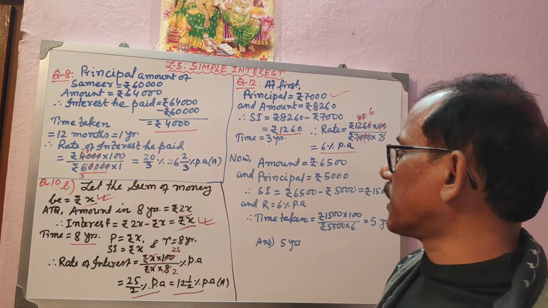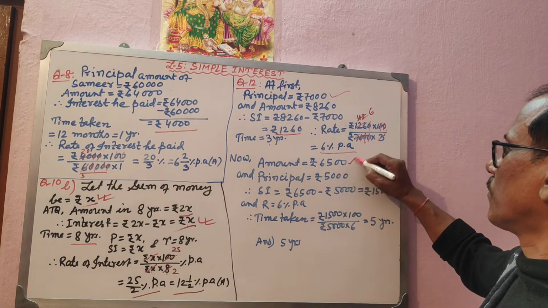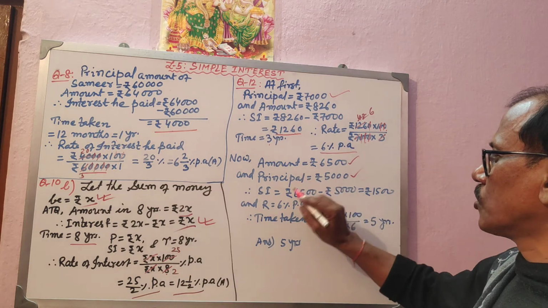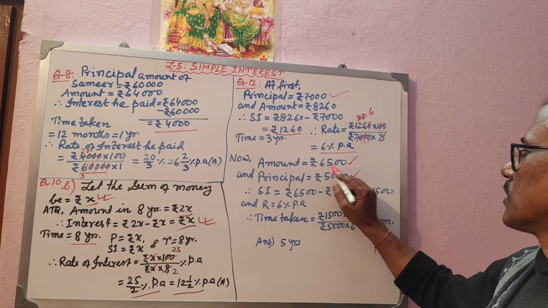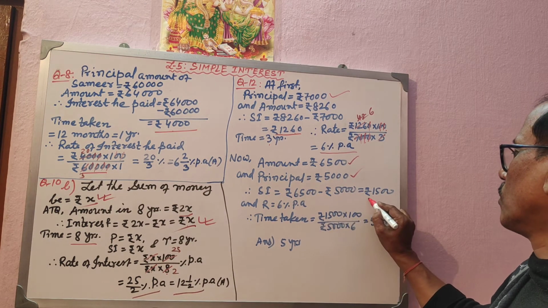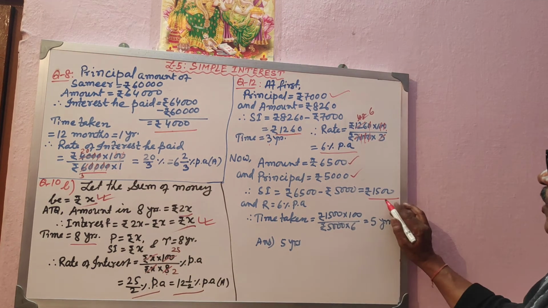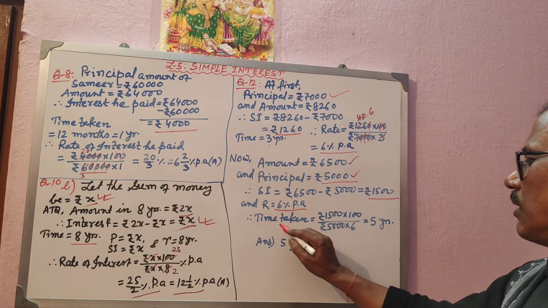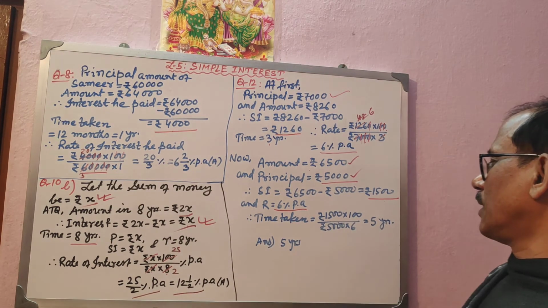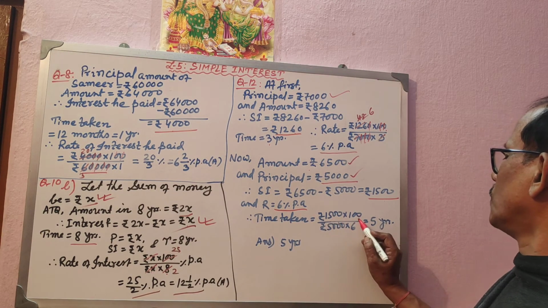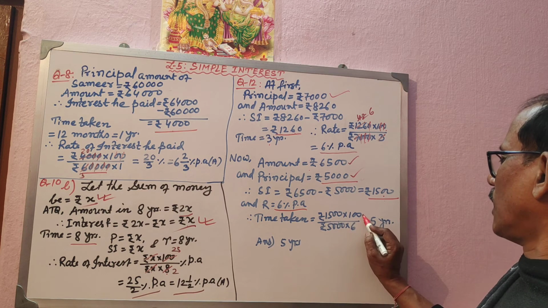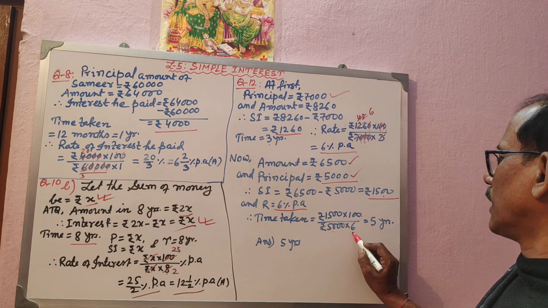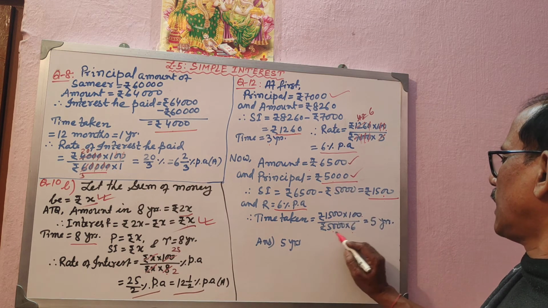At the same rate percent, the amount becomes 6,500 and the principal was rupees 5,000. Therefore, from these two you can find SI. SI will be 6,500 minus 5,000, which is equal to 1,500. You know SI, you know principal, and you know rate percent, so you can very well find the time. Time will be SI into 100 by principal into rate. Principal is 5,000 and rate is 6.